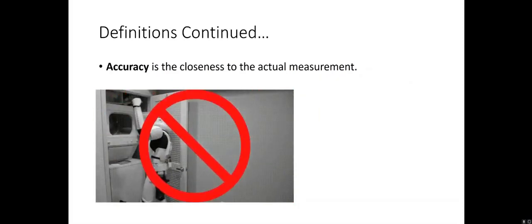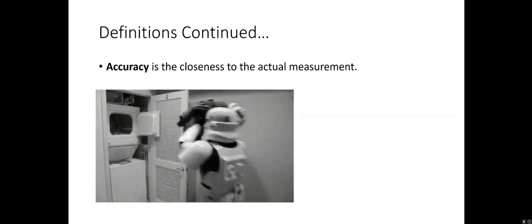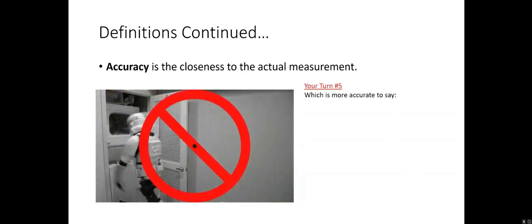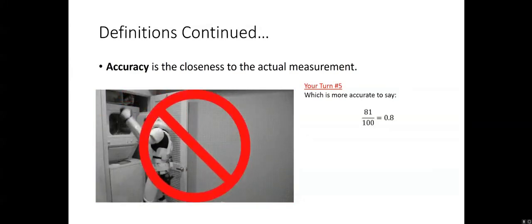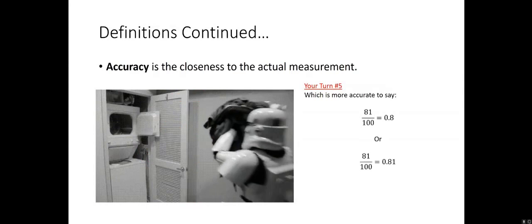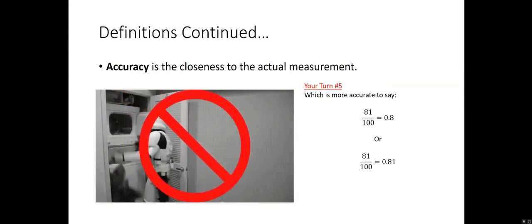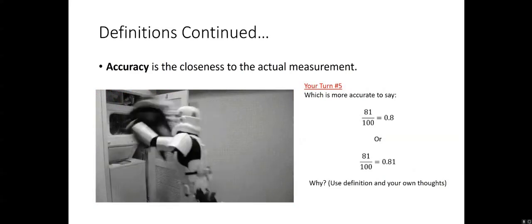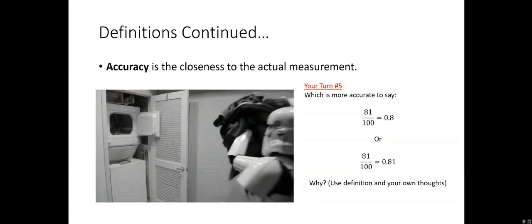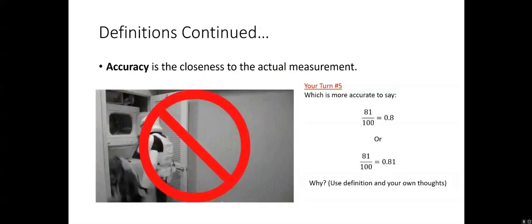All right, definitions continued. Accuracy is the closeness to the actual measurement. So your turn, number 5. Which is more accurate to say? 81 divided by 100 equals 0.8, or 81 divided by 100 equals 0.81. Why? Okay, make sure you use the definition and your own thoughts. Okay, how can you word it with your group? All right, thank you, and enjoy.